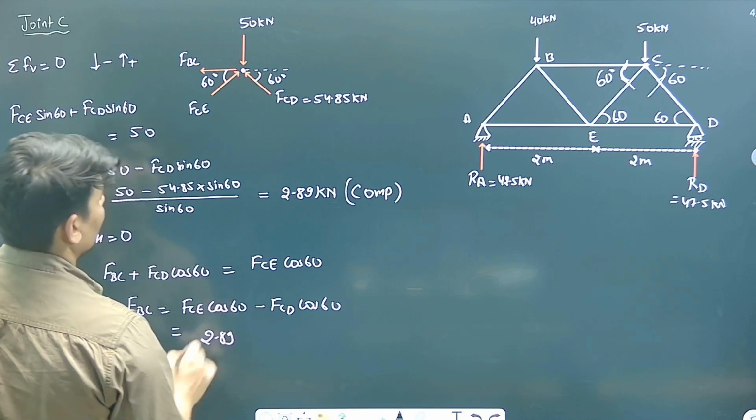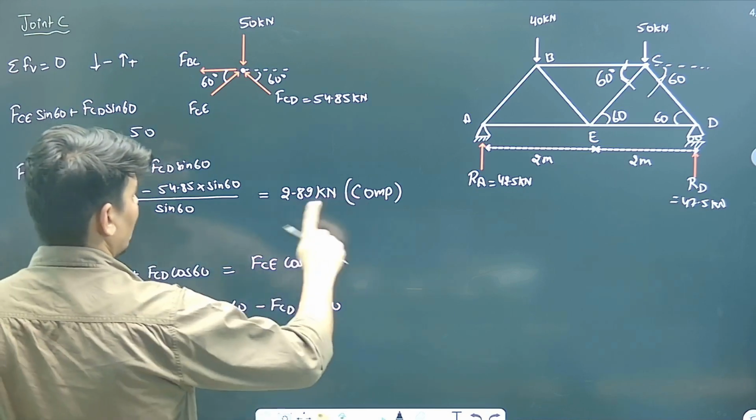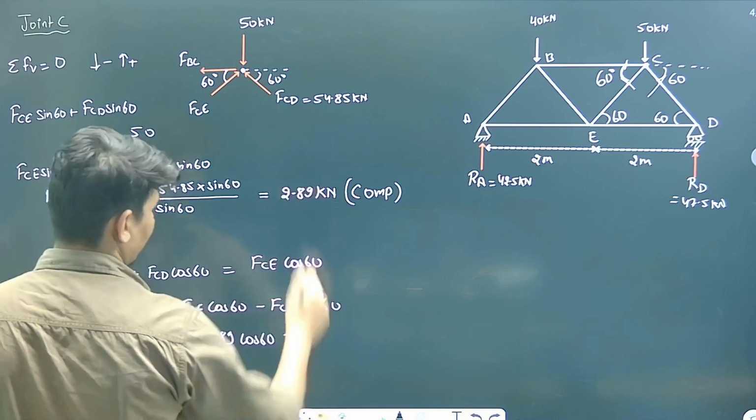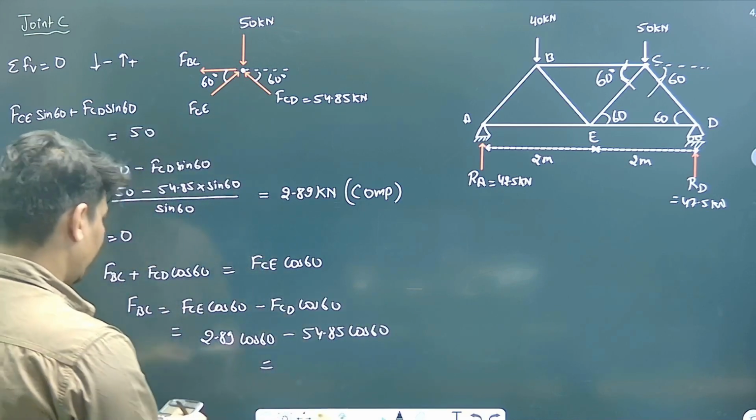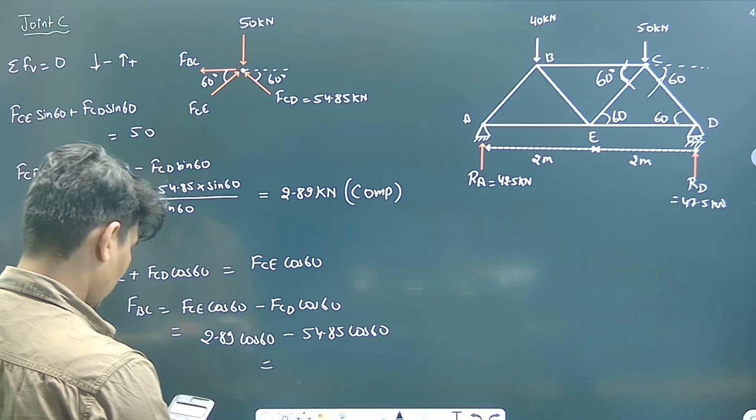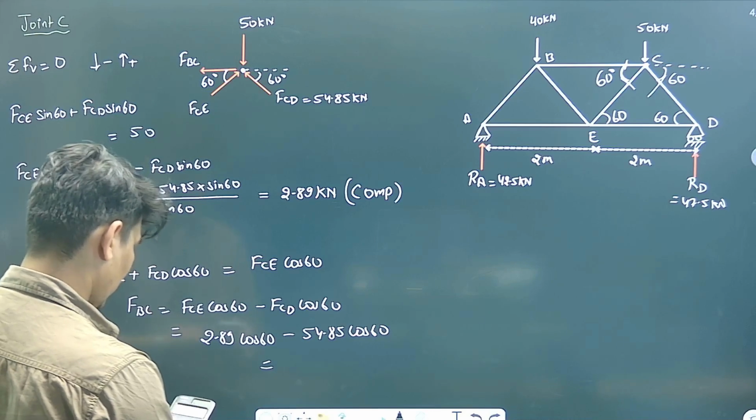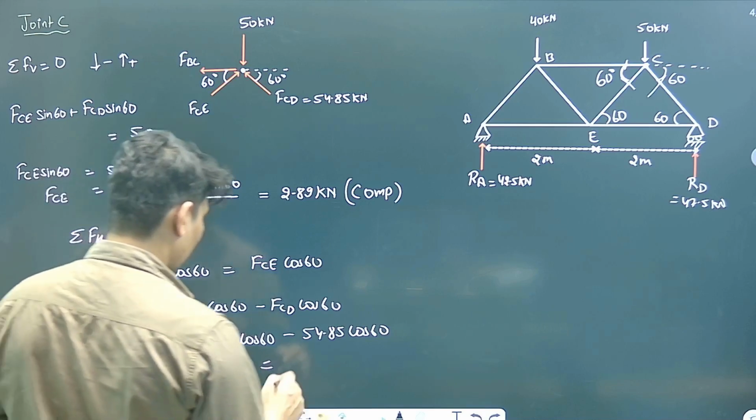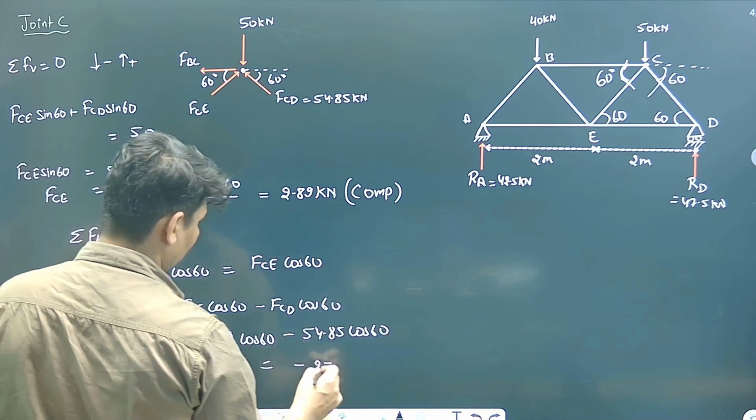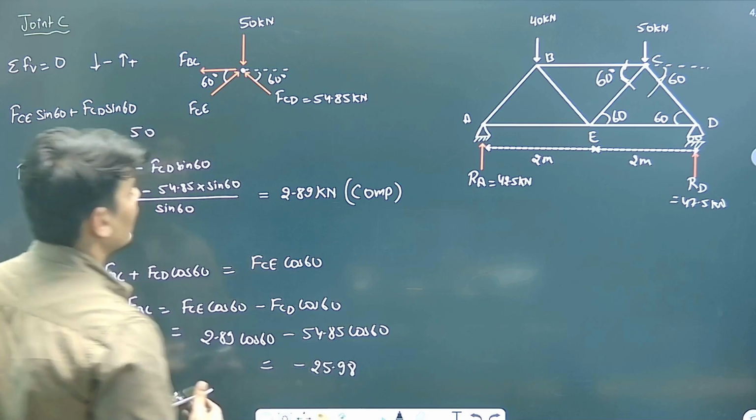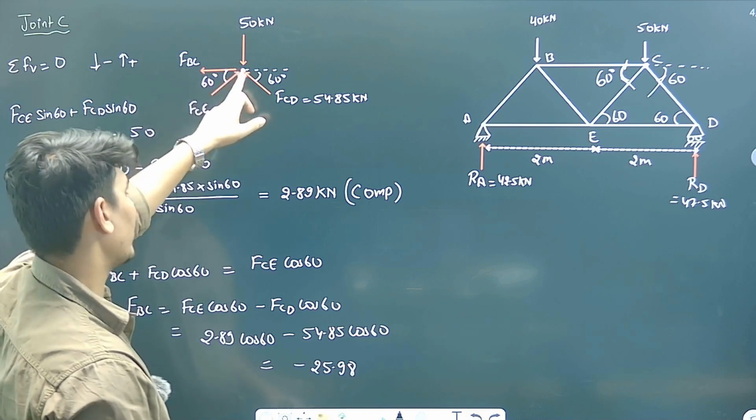So 2.89 cos 60 minus FCD. FCD is 54.85 cos 60. Solving this, 2.89 cos 60 minus 54.85 cos 60. So my answer is coming out negative, minus 25.98. That means I assumed the force BC as tensile in nature. It's going away from the joint, right?